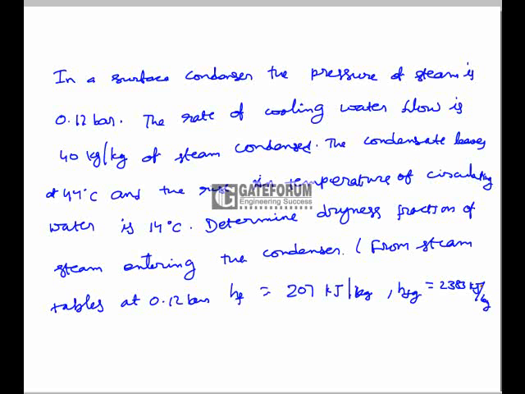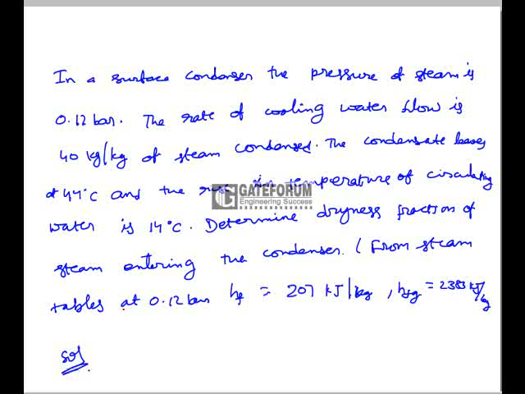In a surface condenser, the pressure of steam is 0.12 bar. The rate of cooling water flow is 40 kg per kg of steam condensed. The condensate leaves at 44 degrees centigrade, and the rise in temperature of circulating water is 14 degrees centigrade. Determine the dryness fraction of steam entering the condenser. From the steam tables at 0.12 bar, hf is equal to 207 kJ per kg, hfg is equal to 2383 kJ per kg.